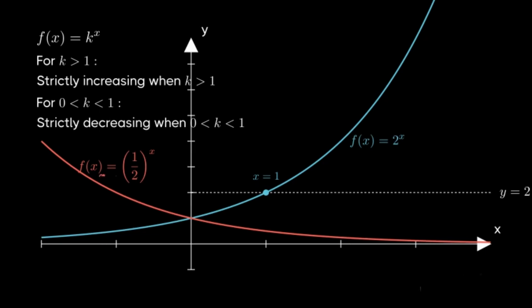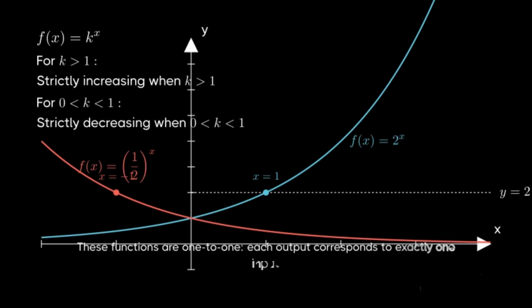Similarly, on the red curve, where k equals 1/2, we find exactly one intersection point. When x equals -1, 1/2 raised to the -1 power equals 2. This is because 1/2 to the -1 equals 1 divided by 1/2, which equals 2. Again, there's exactly one x value that gives us y equals 2. This demonstrates the one-to-one property of exponential functions. Each y value corresponds to exactly one x value.